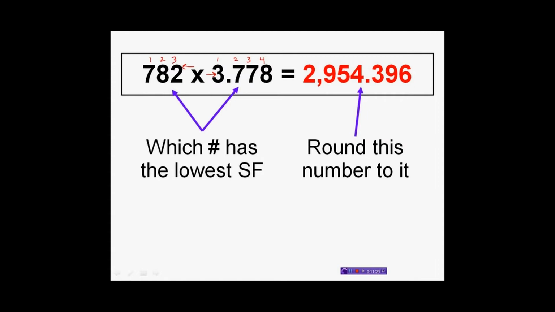So the fewest number of significant figures comes from this side. This side has 3 significant figures. Therefore, my answer needs to have 3 sig figs. Well, there's the decimal. Let's bring my significant figure arrow coming this way now. 1, 2, 3. That's where I'm going to round to. I'm going to round to this spot right here.